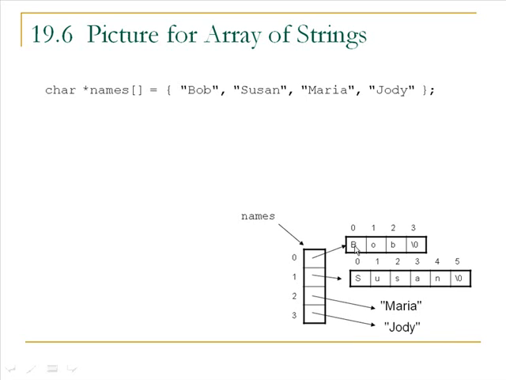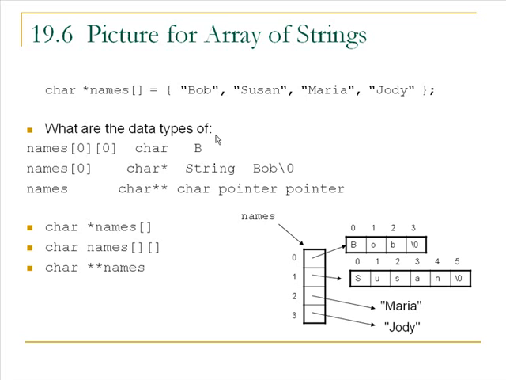This is location 0, 0. This is location 0, 1, location 0, 2, and so on. Think about what the data types of each of these things are. names sub-0 sub-0 is this guy right here, and its data type is a char. What is the data type of names sub-0? It's this guy right here, and its data type is a char pointer, or conventionally we would call this a string. And what is the data type of names? It's a pointer to a pointer, or a char pointer pointer.